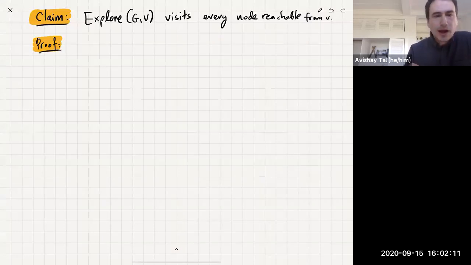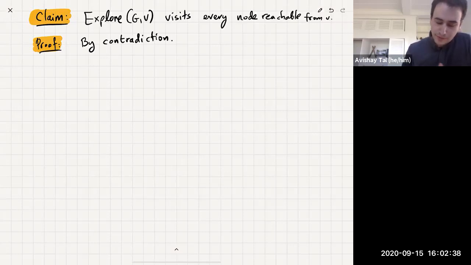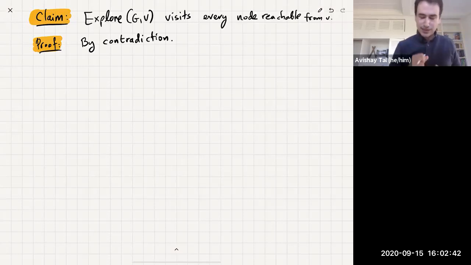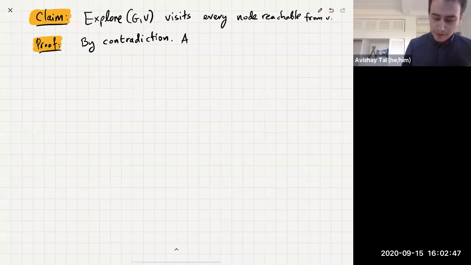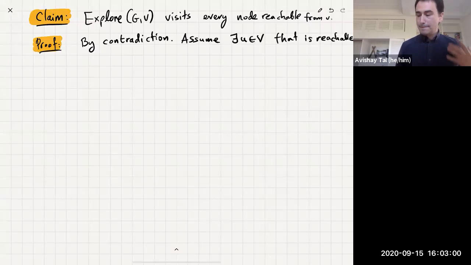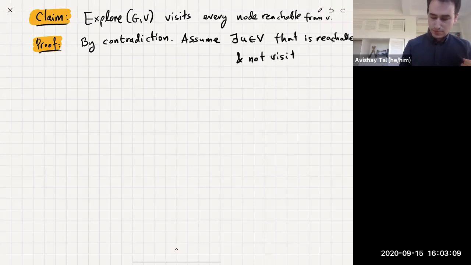So when we have graphs, in particular when we're talking about connectivity, we will prove things by contradiction, right? And we're going to use very strongly the fact that for a violation of this claim, if we have a graph G and a vertex V that violate this claim, what would we have? We will have some vertex U that is reachable in the graph, meaning that you can find a path from V to U in the graph, but you didn't find it using the runtime of the algorithm. You didn't visit U during the execution of explore G V. So let's assume that.